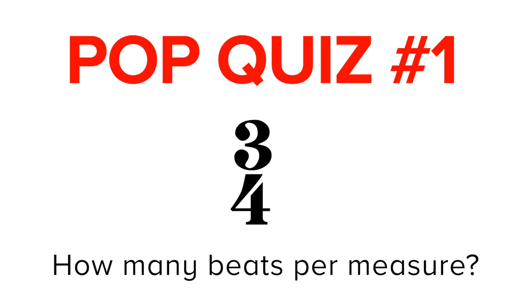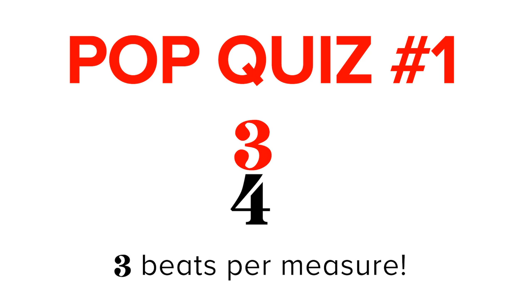All right, let's take a look at the chat. I see a lot of answers coming through, and I'm really proud because I'm seeing 100% correct answers. All right, now the answer is 3 because the top number tells us how many beats are in each measure. The bottom number tells us what note gets the beat. So in 3/4, we'd have 3 beats per measure. The quarter note would get the beat.